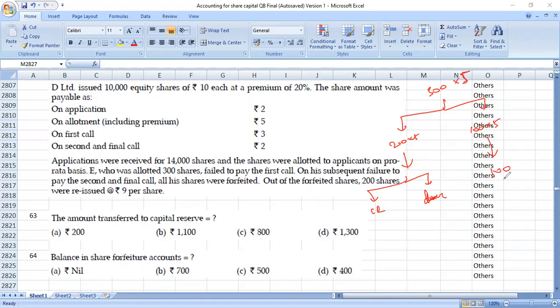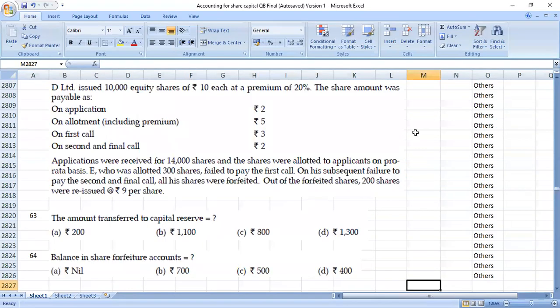So 100 into 5 is 500. 500 is the correct amount. This is nice, no? பெருசா இருந்தாலும் சீக்கிரமா question வந்துச்சு.